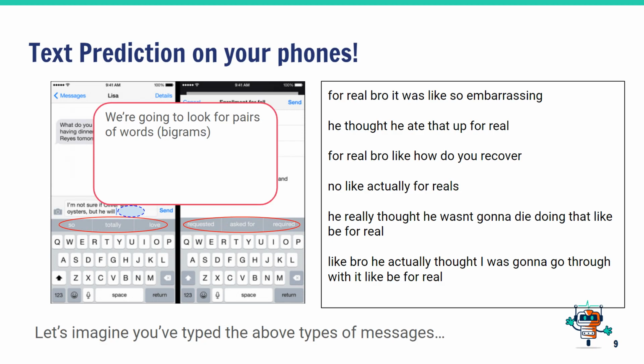So here we're going to break down the history of your text messages into pairs of words. These are called bigrams, bi meaning two, and grams in this case meaning words. Let's start with the pairs of words, starting with the word for. So there they all are. For real, for real, for real, for reals, for real, for real.